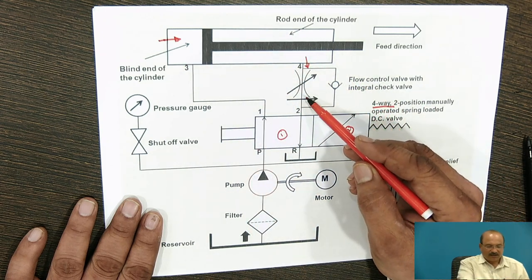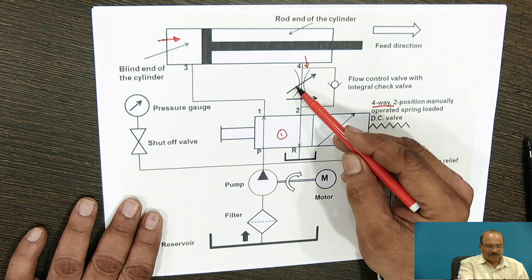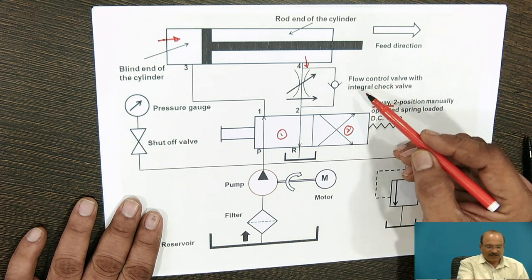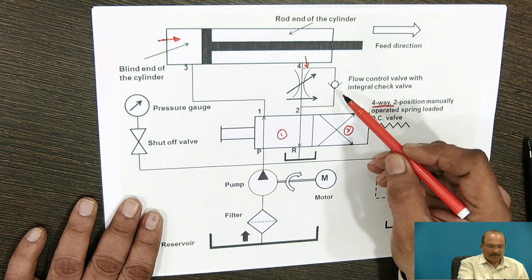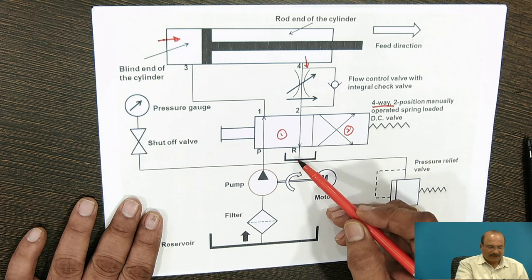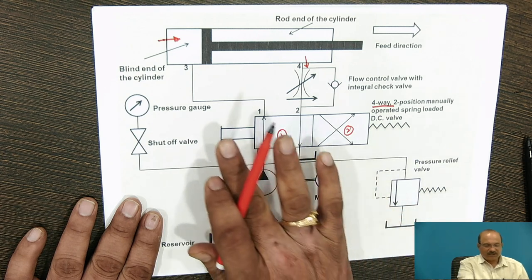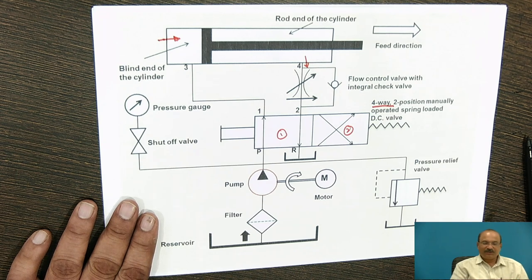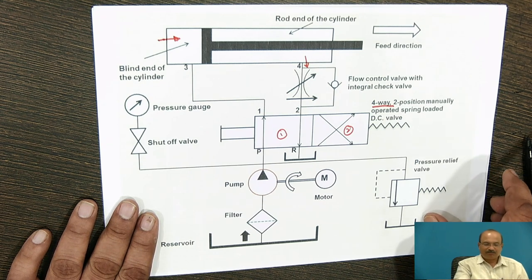Here, to control the oil, you are going to use this particular valve. Then this is the flow control valve with the integral check valve. Then through this particular pipe, the oil comes back to the reservoir. So these are the components of this circuit diagram. Now we are going with the detailed working of this one.